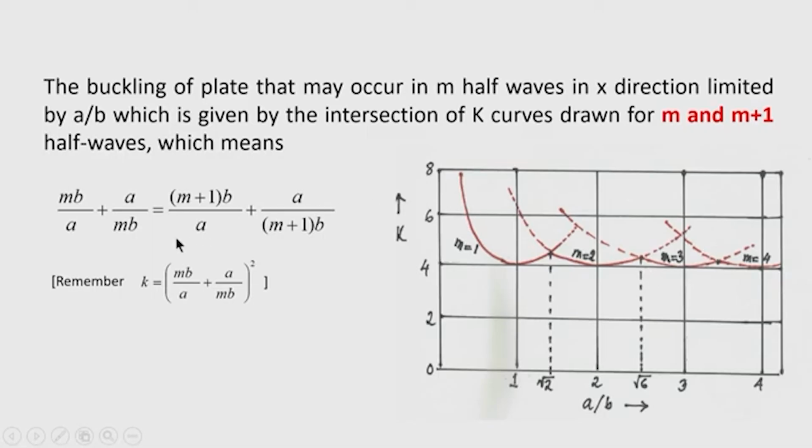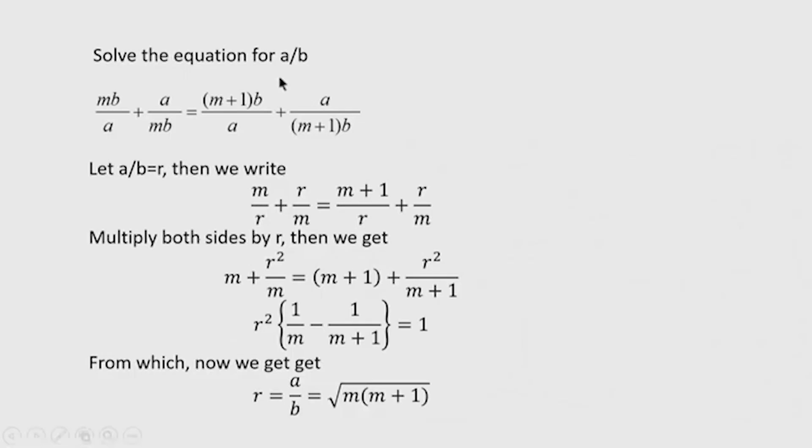Now, if I see that the mth curve intersects with the m plus 1th curve, we can write an equation: m b by a plus a by m b, the buckling stress coefficient without the square, equal to m plus 1 b by a plus a by m plus 1 b, that is the next buckling curve. Remember that k is equal to m b by a plus a by m b whole square. Now, let us solve for a by b.